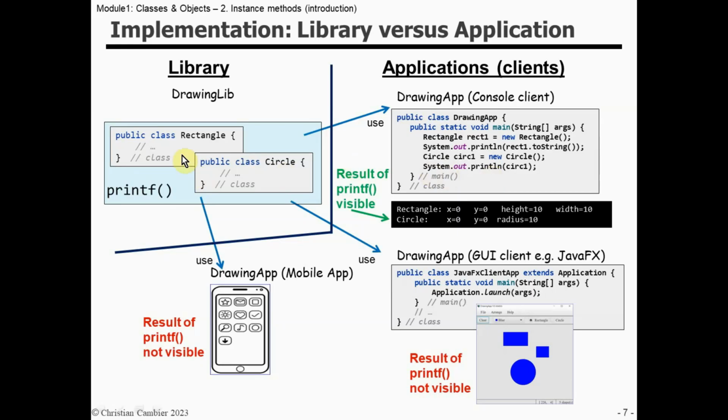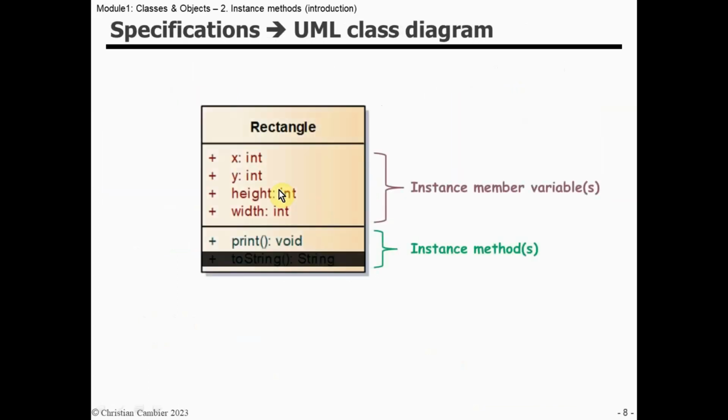For now, I'm simulating this separation between library and application classes by defining the classes Rectangle and DrawingApp in separate packages, but in the same IntelliJ project. This to keep this playlist easier to follow. In a later stage, I'm going to create two different projects indeed, one for the library and one for the clients. So instead of a print method that returns void or nothing, I'll demonstrate in a hands-on video the implementation and usage of the toString method, which will return a string.